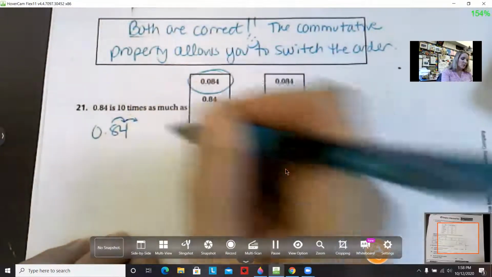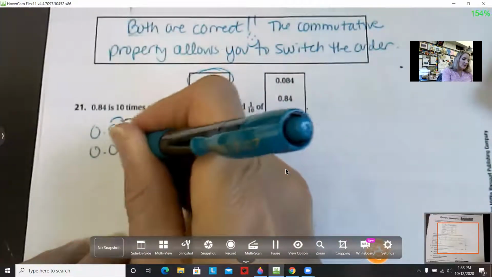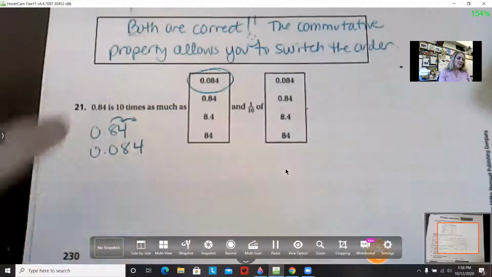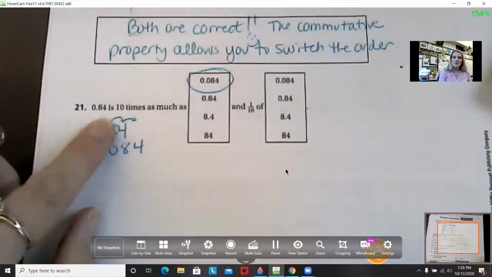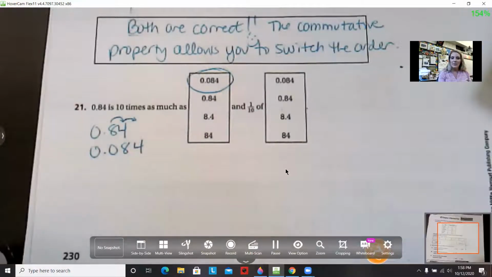Okay, if I scooch it all over once, it would be like that. Okay, this is 10 times as much as this. One place value jump to the left is 10 times larger. Off to the right is 1/10 of.